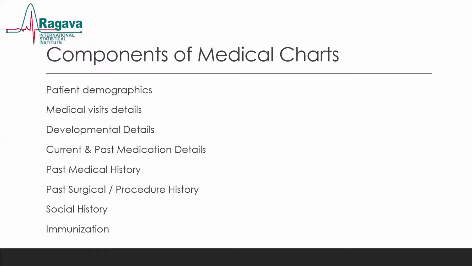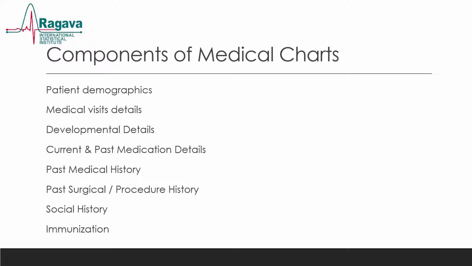And the developmental details, the reason why I have just added it here is if there are hospitals which are specific to, say, pediatric care or neonatal care, the growth and development is one aspect that people will be interested to know. And so one important aspect of a medical chart that we can look into is the developmental details. And apart from that, the current and the past medication details is an important component of a medical chart. The medical history, of course, will include details in terms of what are the disease conditions that a particular patient has had, and also the past surgical or the procedure history that one has undergone.